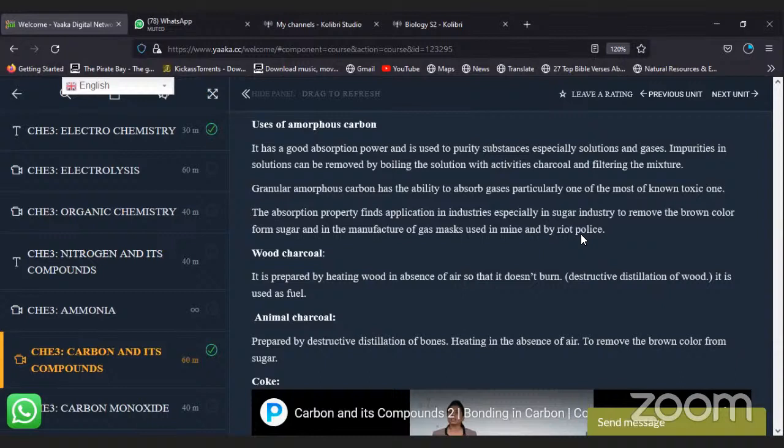Wood charcoal is prepared by heating wood in absence of air so that it doesn't burn, or destructive distillation of wood. It is used as fuel. Okay, this one you have seen, Okocha, in the villages there, people cut down trees and make charcoal. The way they make this charcoal is just lighting the wood on fire, then covering the wood to make sure that oxygen doesn't penetrate that much. The burning continues, but without enough oxygen. So wood charcoal is formed.